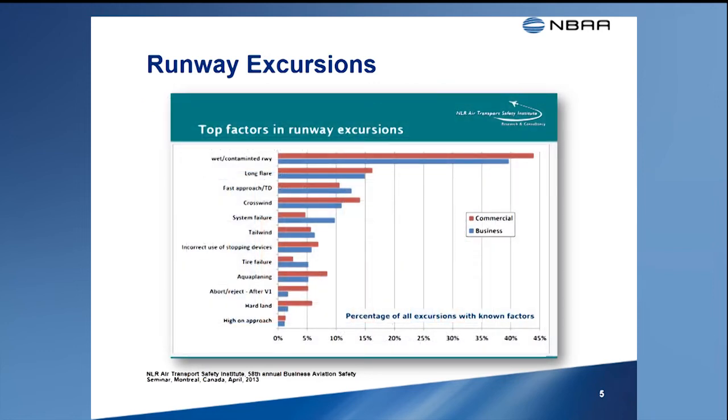By far, the most significant factor in runway excursions is the condition of the runway. Wetness or contamination are factors in almost half of all runway excursions in both commercial and business aviation. Other factors include long landing flares, fast approach and touchdown speeds, and strong crosswinds.